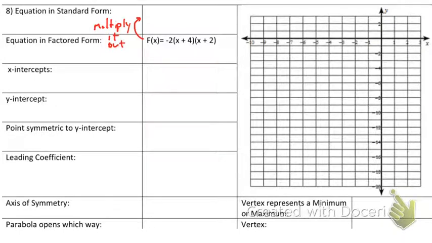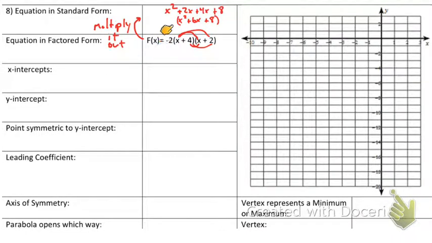What I mean by that is we're going to go x times x. That gives me x squared. x times 2, that's positive 2x. And then 4 times x, that's positive 4x. And 4 times 2, that's positive 8. Combine like terms here, 2x and 4x, that's going to give me 6x. So x squared plus 6x plus 8.